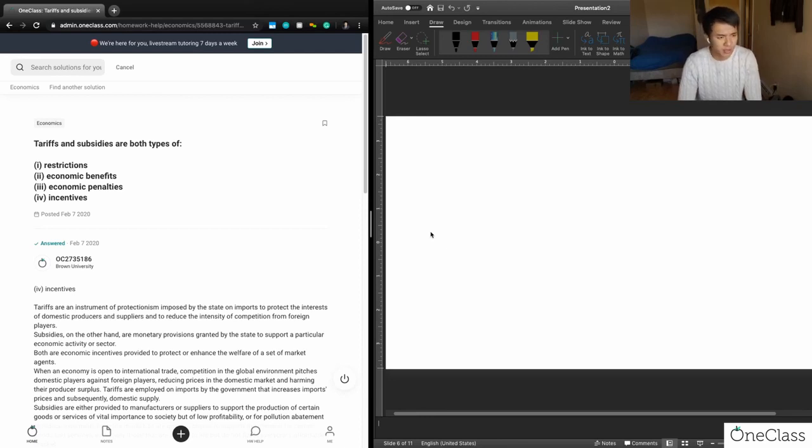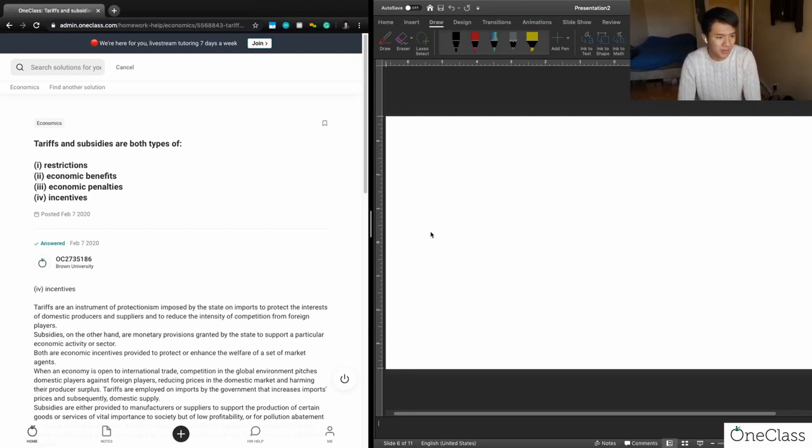So let's take a look at the answer choices. Restrictions. So tariffs are not a firm restriction. They're going to decrease the amount that you import for sure, but they're not saying that you can't import. A restriction would be more akin to a quota, where you say, we're going to allow 1 million tons of steel to be imported, and that's it. And that's a quota, and that's a cap, and that's a restriction. A tariff is not going to be one of those. It's more of a tax.